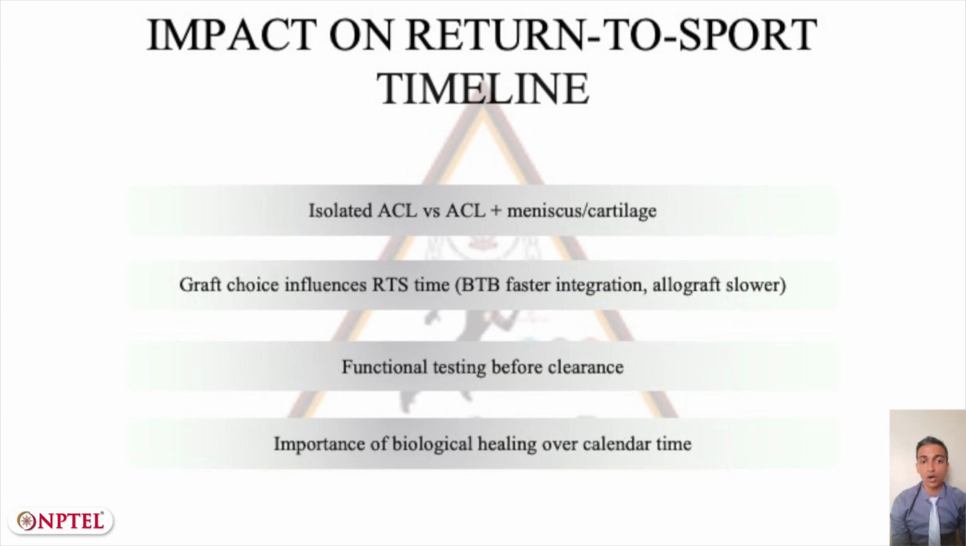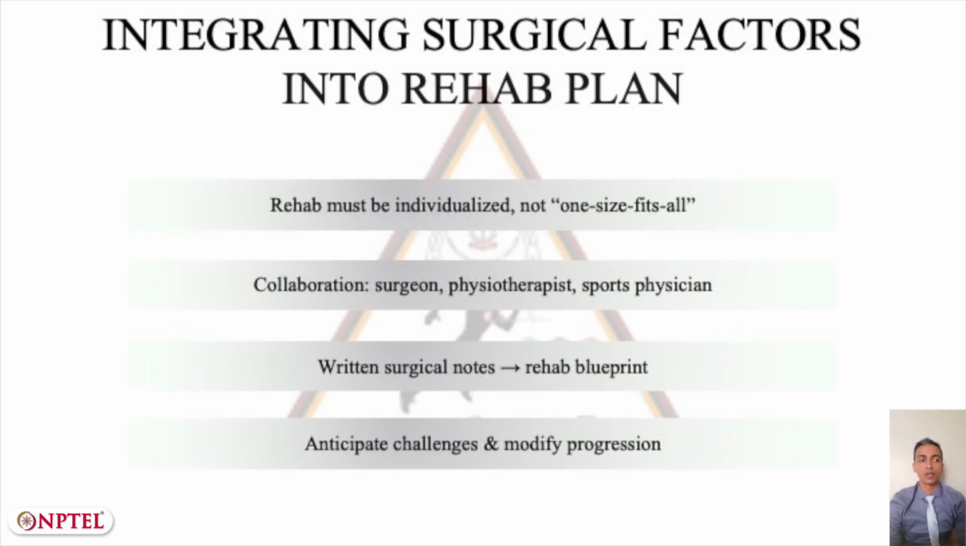Graft choice also matters in cases of surgery. A BTB graft, or bone-patellar tendon-bone graft, may integrate faster than a hamstring or an allograft. Functional testing and biological healing should guide the clearance for return to sport, and it should not be based just on the calendar.